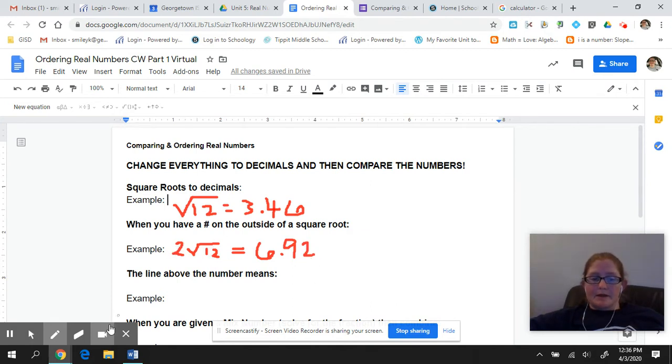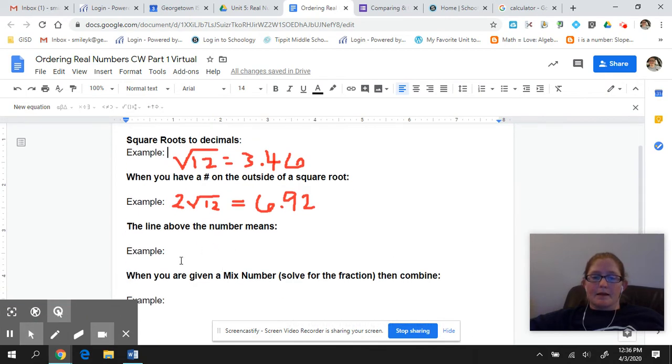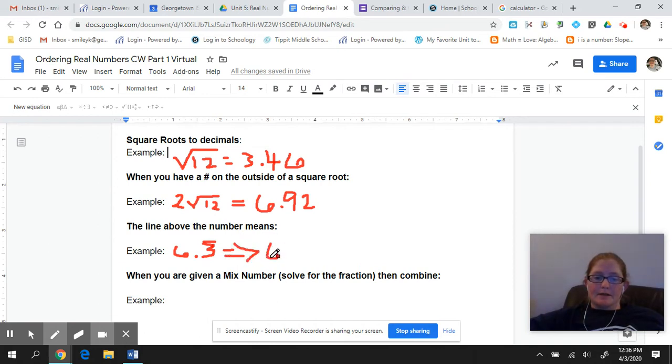You might see one like that today on your work. The line above the number, meaning if I had 6.3 with a line above it, means it's just going to be a repeating decimal. So really and truly, it's like 6.3333333. It keeps going on and on. That's what that little line means.